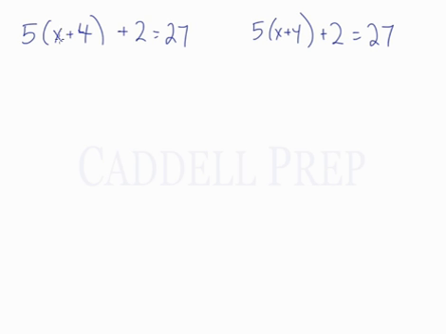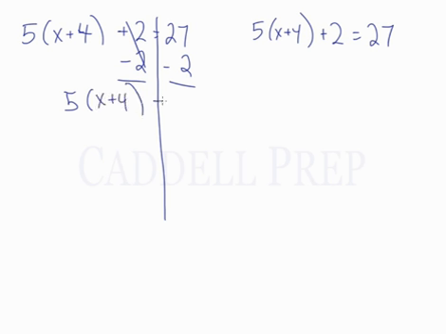If this were a number, we would have to add 4 to it first. That would be step 1. Step 2 would be to multiply it by 5. And the last step would be to add 2. So because adding 2 is the last step, we're going to do that first. We're going to do the inverse, so we'll subtract 2 from both sides. So on the left we just have 5 times x plus 4, and 27 minus 2 is 25.